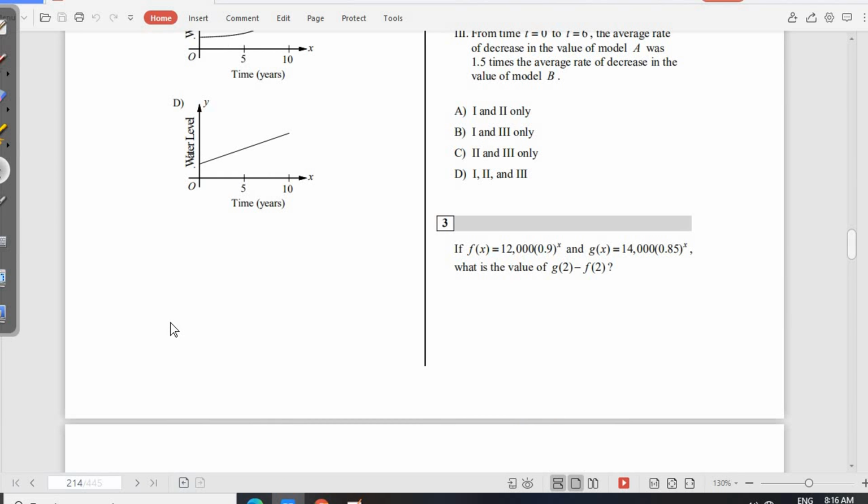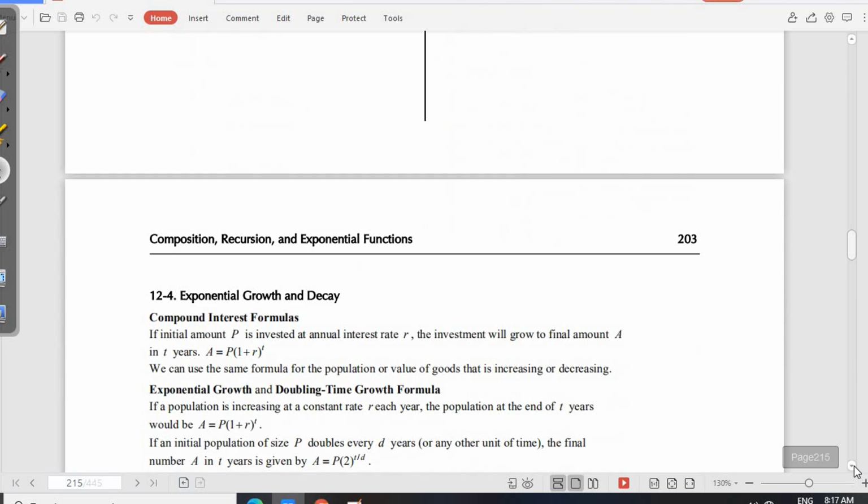If f of x equals 12,000 times 0.9 raised to the power x, and g of x equals 14,000 times 0.85 raised to the power x, what's the value of g of 2 times f of 2? You simply insert 2 in each function and solve for your answer. It's quite simple.